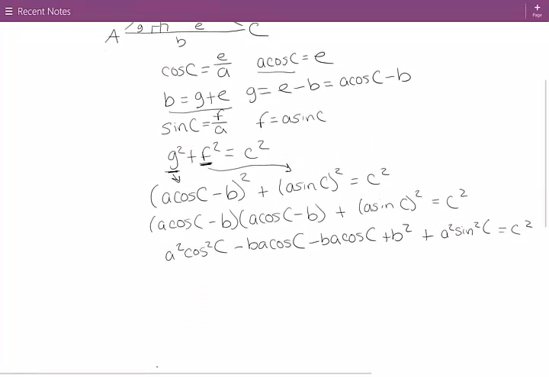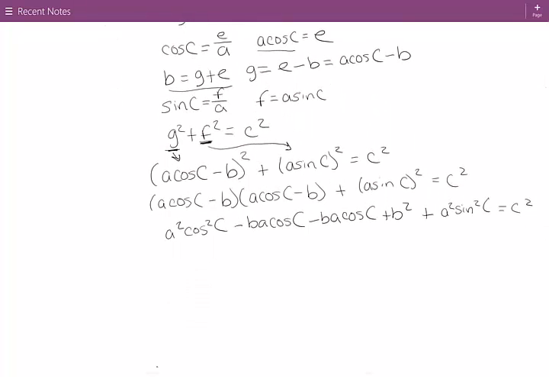Alright, so I'm going to move my triangle away so you can see what's coming up at the very last. Looking through this equation, I've got some like terms, for instance these two. I can combine them. Minus BA cosine of C and minus BA cosine of C would make minus 2ba cosine of c. Alright, so I'm going to write that in. a squared cosine squared of c minus 2ab cosine of c plus b squared plus a squared sine squared of c is equal to c squared. And we'll put this in alphabetical order as well.